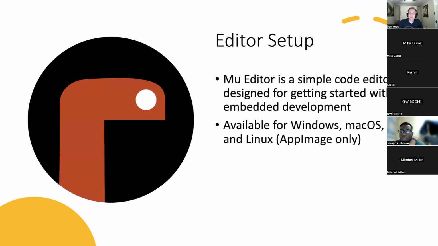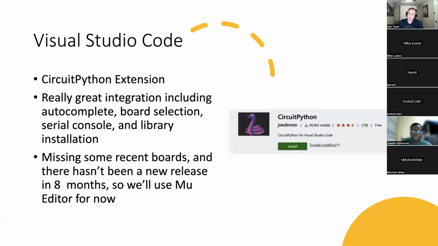Okay, so editor setup. There's an editor called Mu, which you may not have heard of before. It's this really simple code editor designed to work with embedded development. It's really easy to get started, really simple and cross-platform. We're going to be using that because it's really easy to get going. There's also this Visual Studio Code extension called CircuitPython. It's really cool. It has things you'd expect from an IDE, like autocomplete. It allows you to select what board.